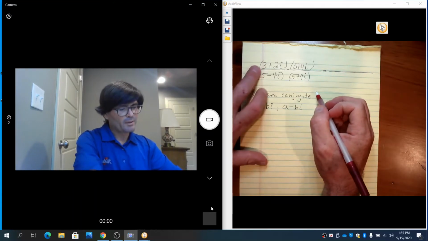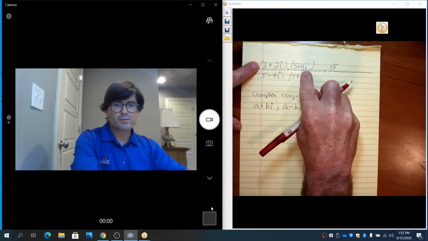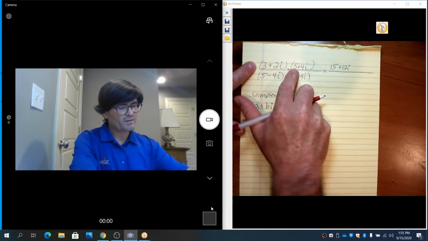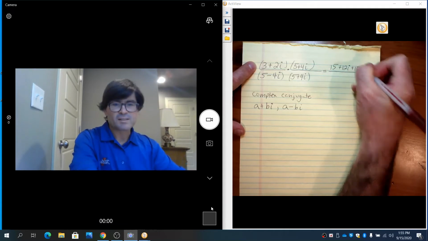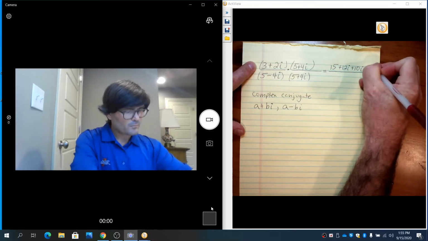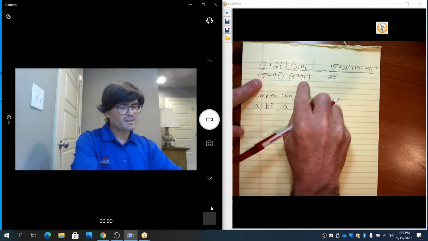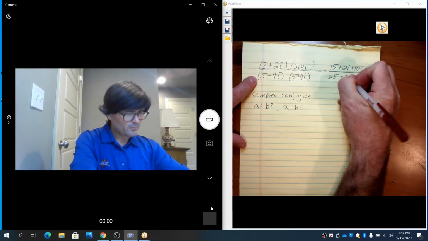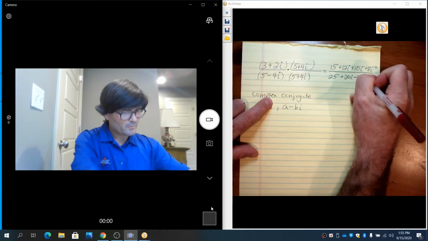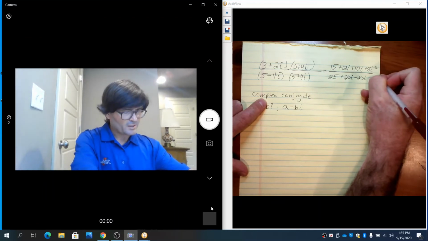So on top you'll have 3 times 5, that's 15. The first terms are 3 times 5. The outer terms are 3 times 4i, that's 12i. The inner terms are 2i times 5, it's 10i. The last terms are 2i times 4i, 8i squared. On bottom, 5 times 5 is 25. Outside, 5 times 4i is 20i. Inside is minus 4i times 5, that's minus 20i. And last, minus 4i times 4i is negative 16i squared.